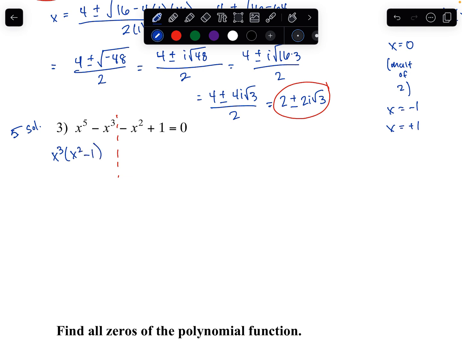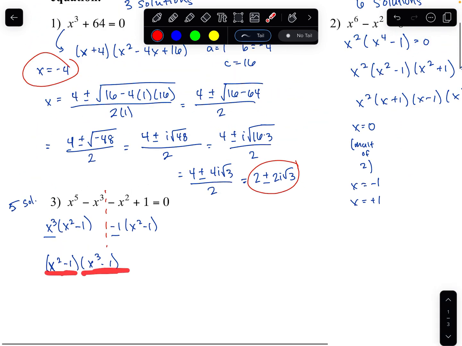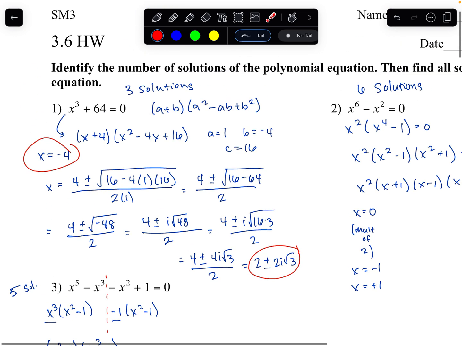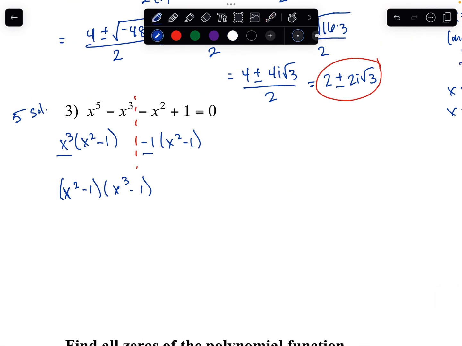I can take out a -1 here, and I'll be left with x squared minus 1, so factor by grouping works. They both have a factor of x squared minus 1, so I can factor that out of both sides, and I'm going to be left with x to the third minus 1. Okay, and then I can factor this, and I can factor this. This is a difference of cubes, so I'm going to use the same type of factoring pattern that I used up here, and this is a difference of squares.